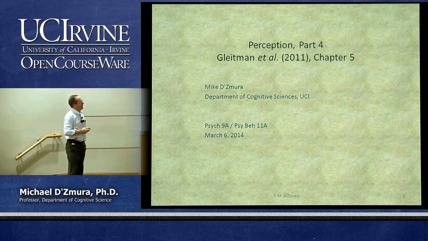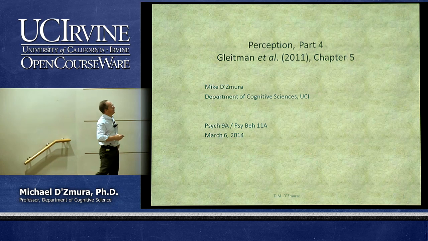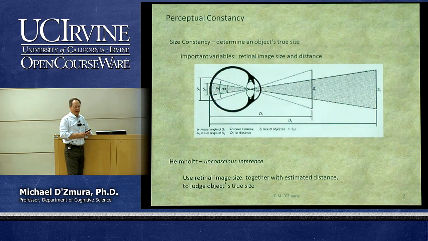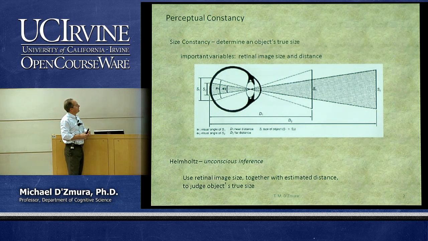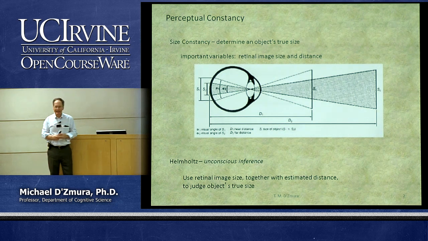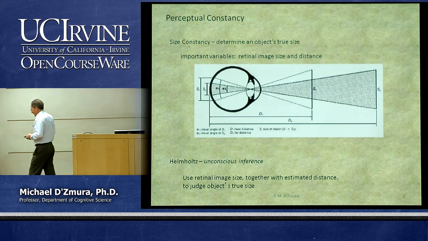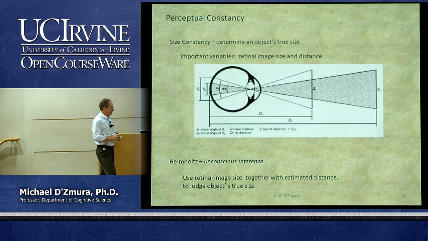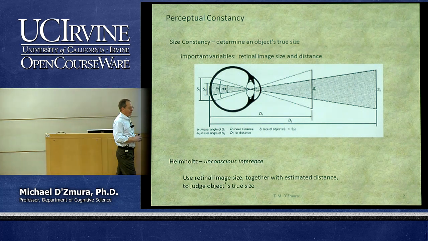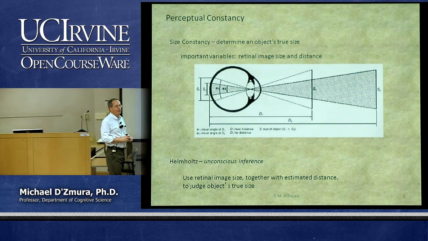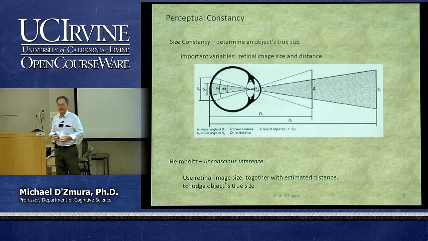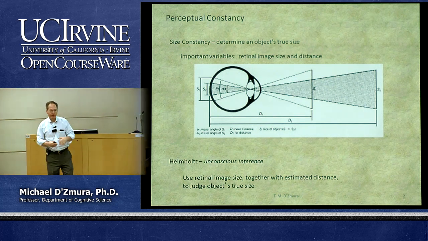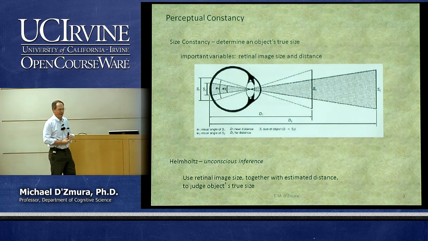Let's start up. While we're finishing Chapter 5 here, we're going to talk about what are known as perceptual constancies. And the idea here is something that we talked about early on after the midterm, which is the difference between the proximal stimulus that we receive, the information that we receive at our senses, and the distal stimulus, or the distal objects that we would actually like to learn about.